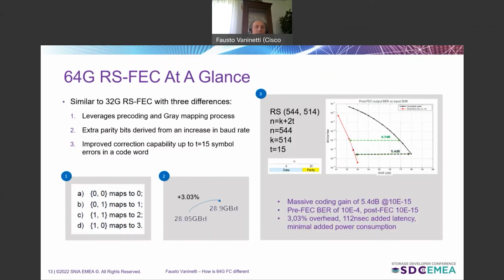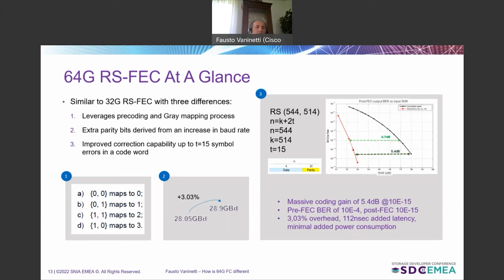So 64 gig Fibre Channel has forward error correction, but even 32 gig Fibre Channel had forward error correction. And both of them are Reed-Solomon type. So what's the difference between 64 gig FEC and 32 gig FEC? Essentially, three differences. The first one: at 64 gig, we leverage gray coding. It was not there at 32 gig. It was not considered required, and it was not needed because every symbol was 1 bit.